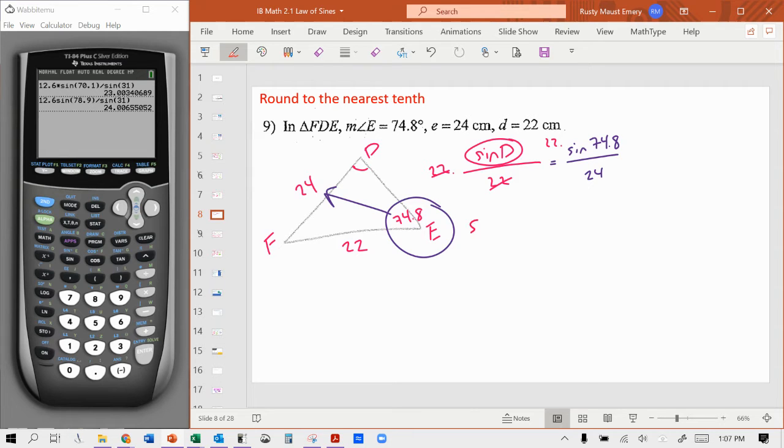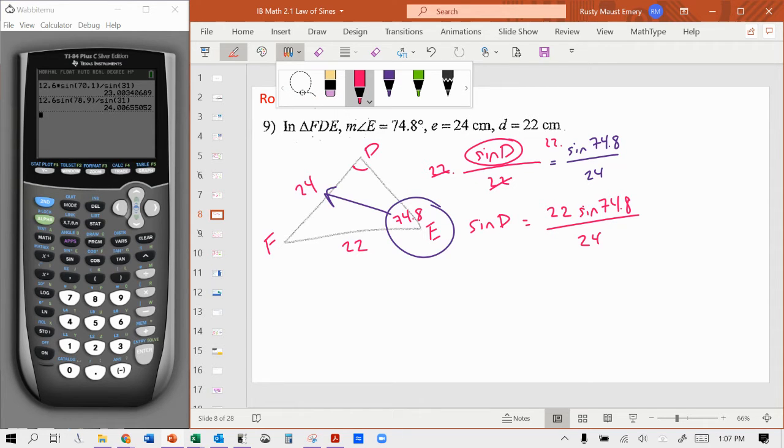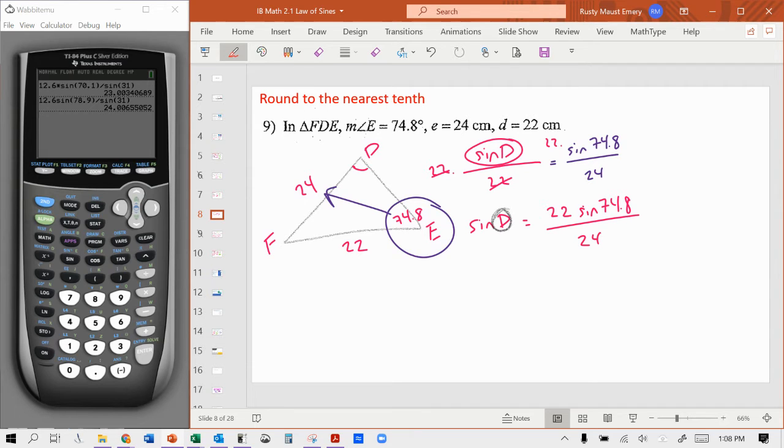And that gets me sine of D is equal to 22 sine of 74.8 all over 24. So that 22 just kind of gets stuck in the numerator along with the sine of 74.8. But then I have to do one more thing before I can actually solve. So before I can actually solve, I'm going to be taking the inverse sine, because again, I'm solving for an angle. So whenever you're solving for an angle, just like in right triangle trig, you have to use the inverse sine.